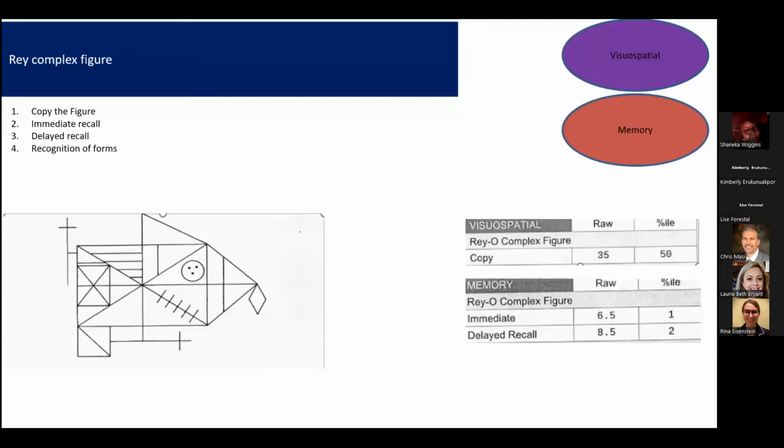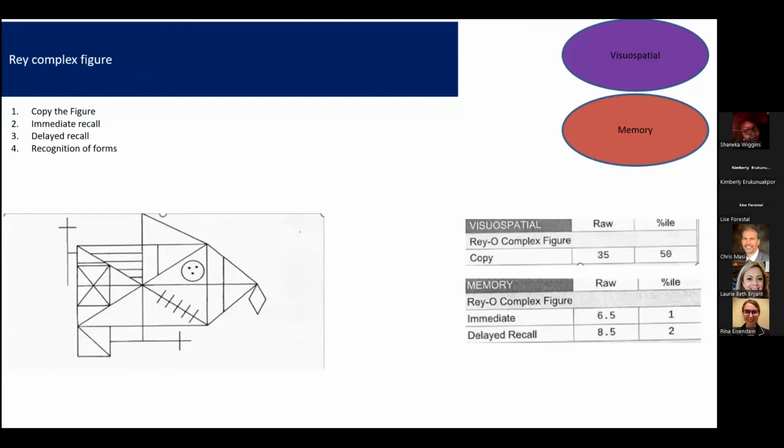The second test I want to show you is called the Rey complex figure. This is a very complex figure, as you can see here on the left. First you ask the patient to copy exactly this figure, and then you score for this. Then you turn it off and ask the patient, of the picture you just copied, what do you remember?